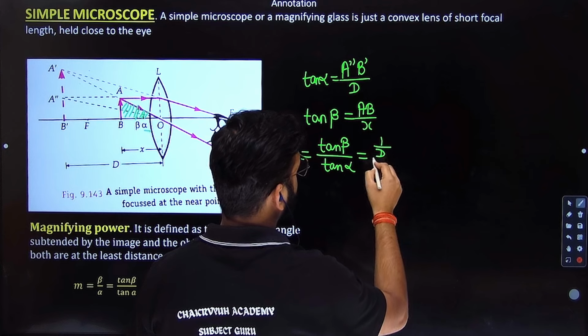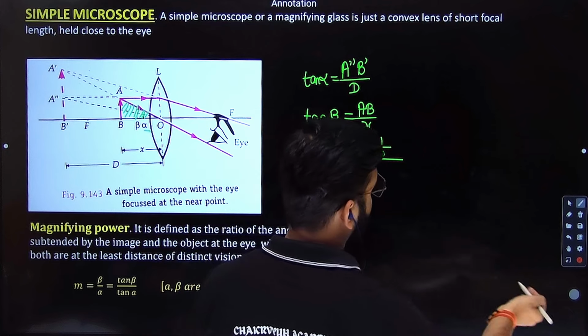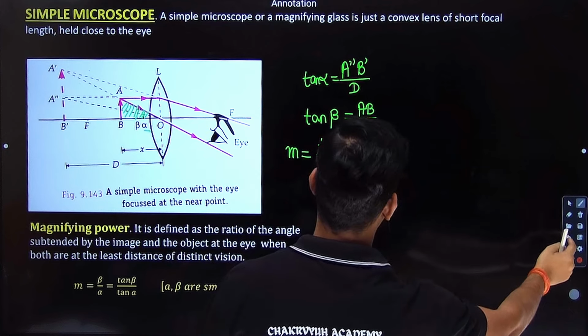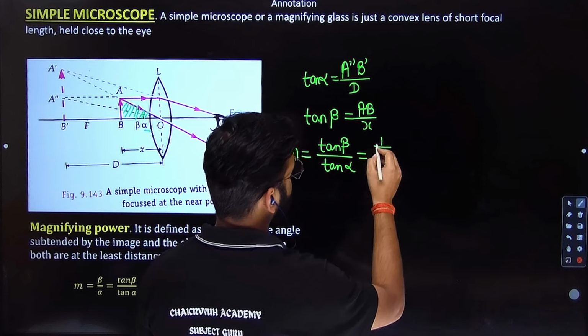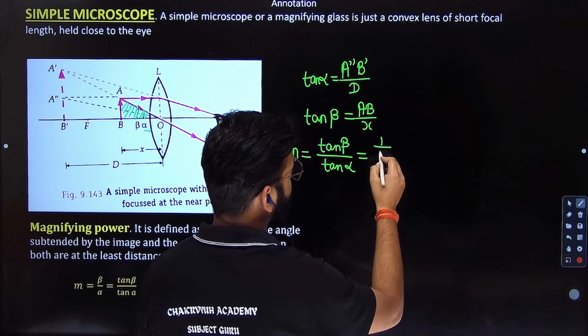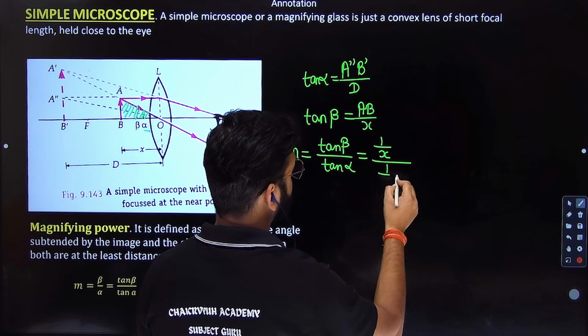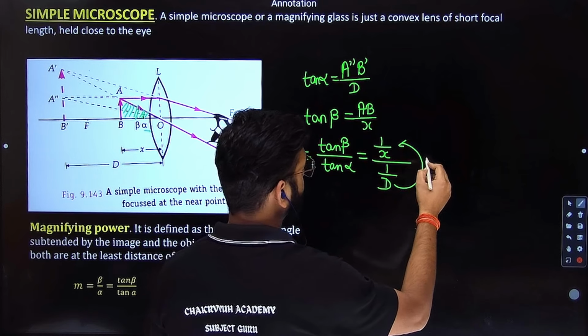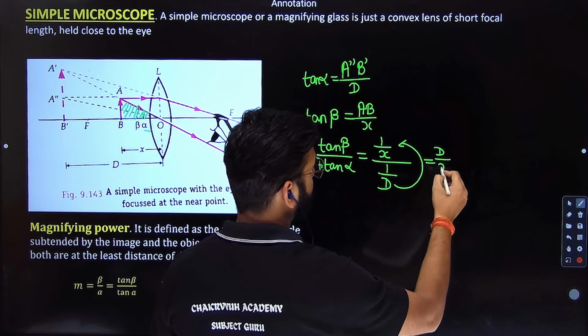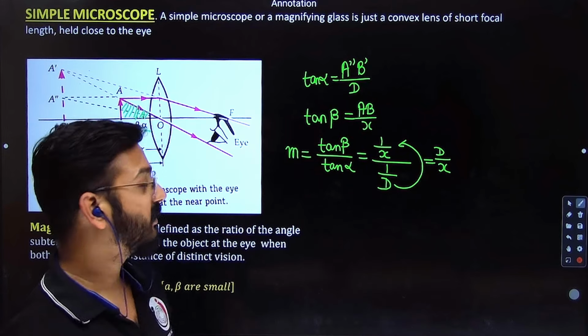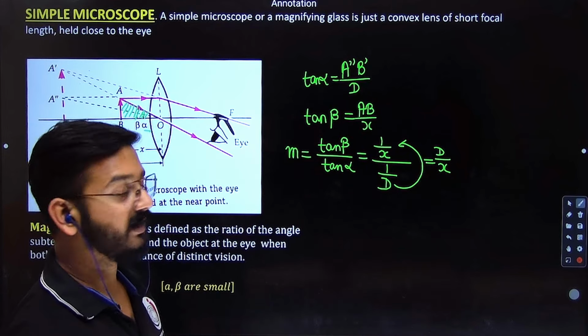Sorry, it is tan beta, right? So AB and A double dash B dash get cancelled. So this is 1 by x divided by 1 by d. D will move up. So it will be d by x. This is the magnifying power of a simple microscope, d by x.